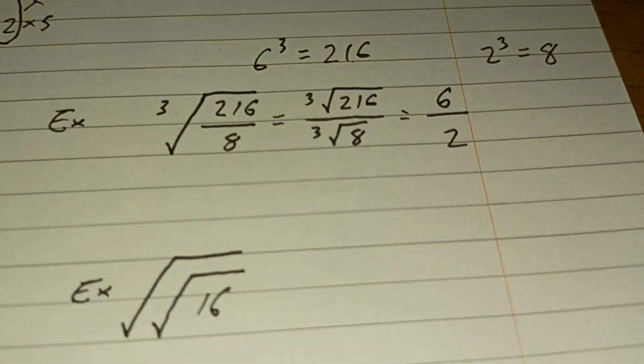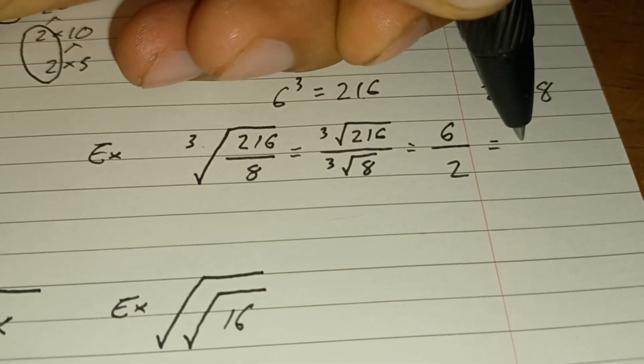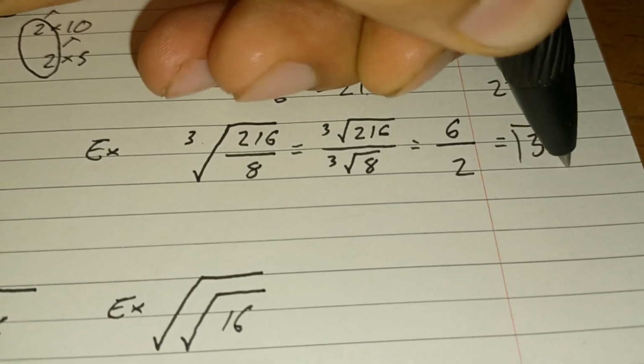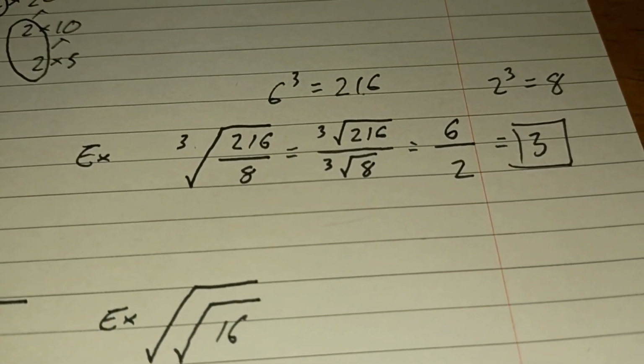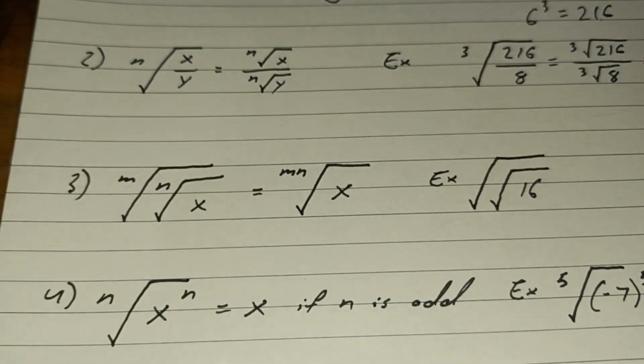So now we have 6 divided by 2. And what is that? That is going to give us 3. So that is how you do this example. Let's move on to another one.